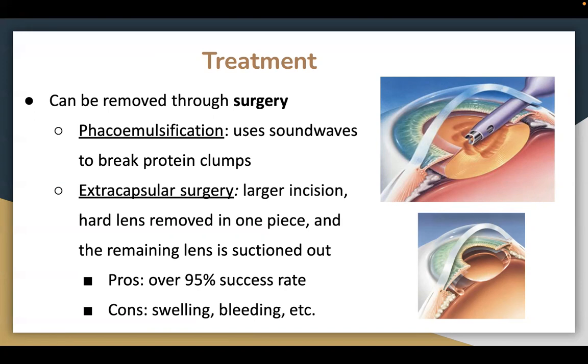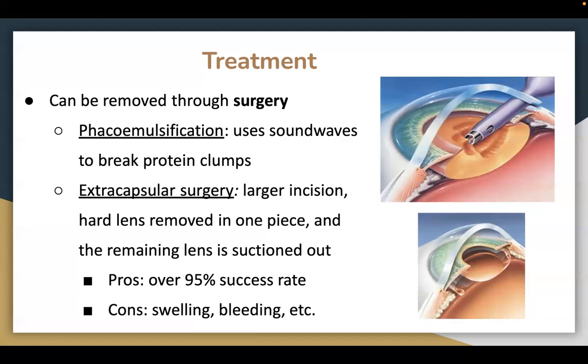The second type of surgery is extracapsular surgery. And this one involves a larger incision being made on the eye. They begin pulling the hard lens out the center in one piece and then suction out the remaining and replace it with a new one, just as they did with the first one.